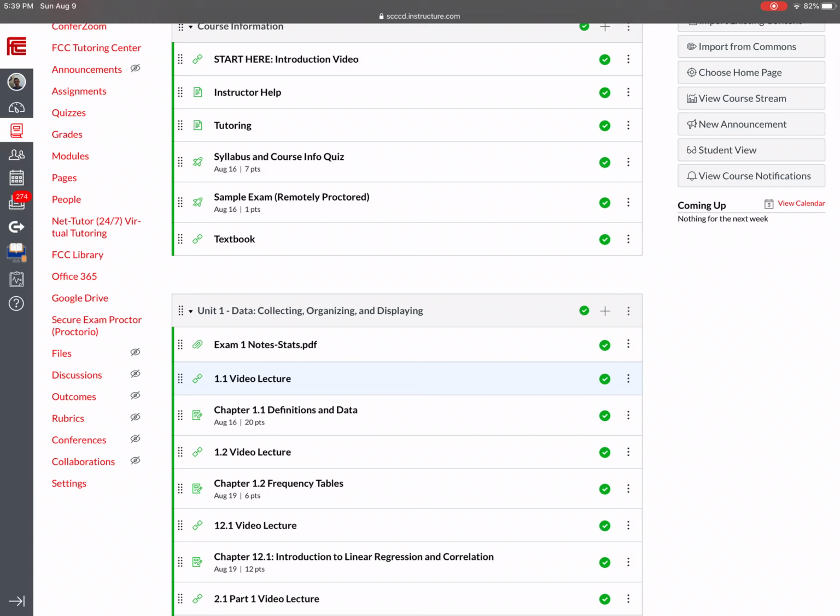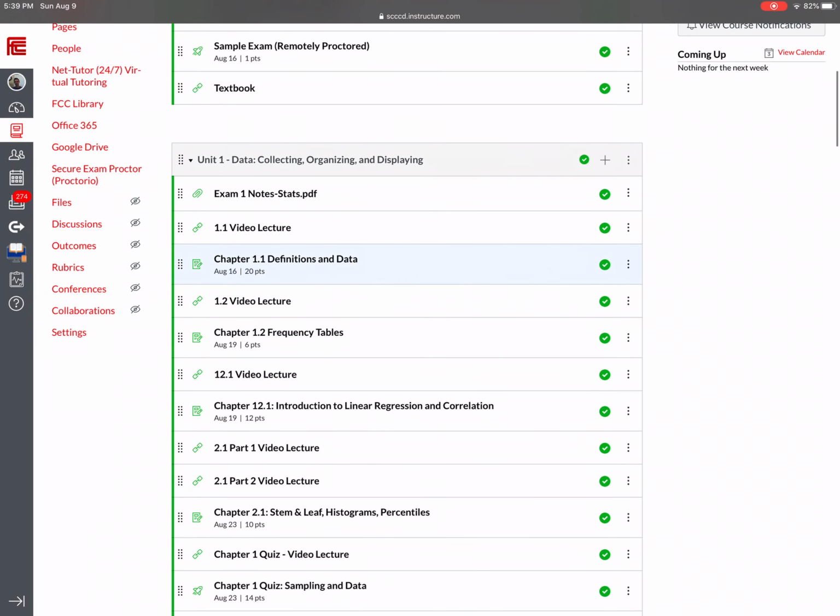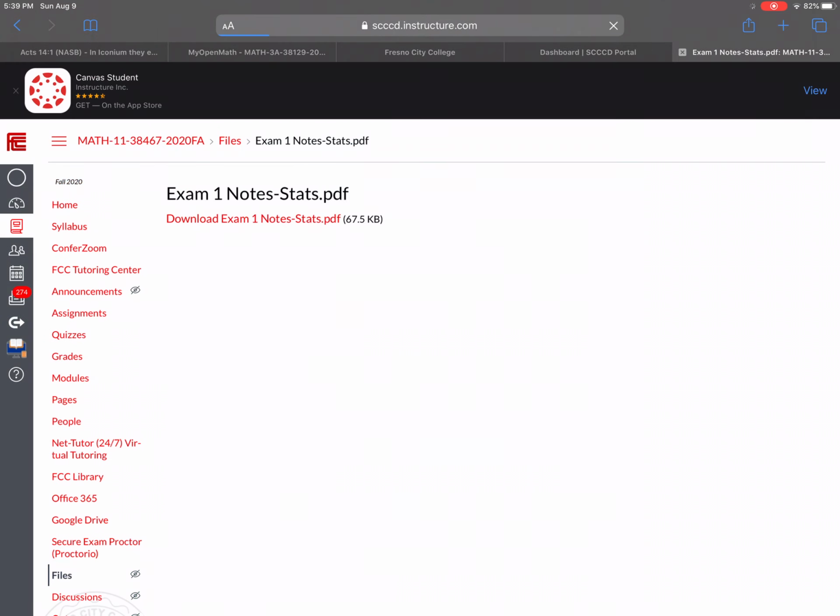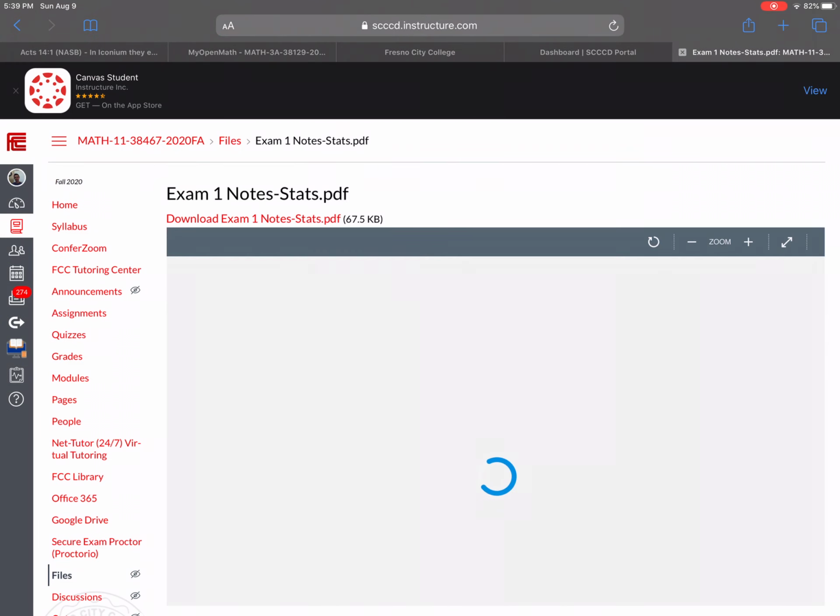I'm wanting to show you how the homework system works because it's very nice, very user-friendly. If you know how to operate it, it'll save you some time. So here I am looking at Unit 1 where it says the Exam 1 notes. By the way, click on that, Exam 1 notes right there. Let me show you. And you could download the notes.